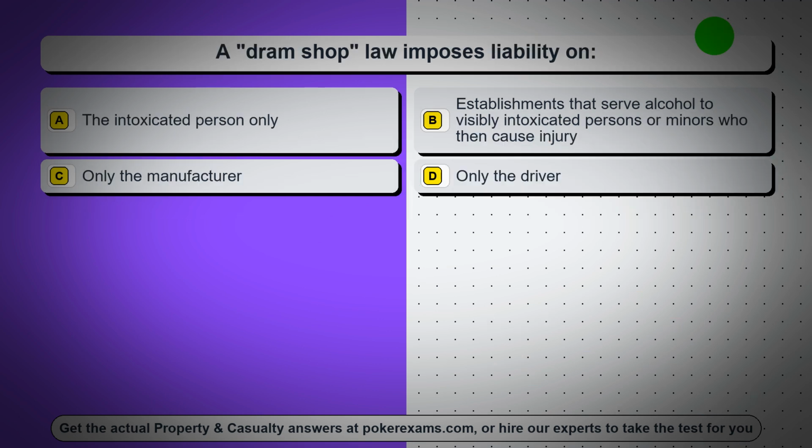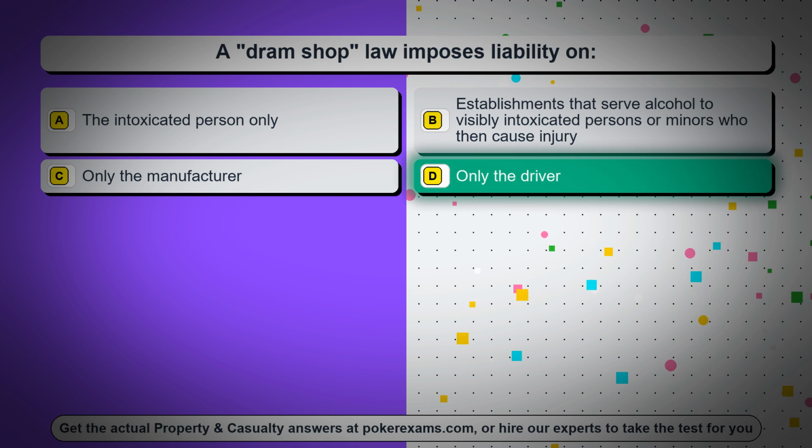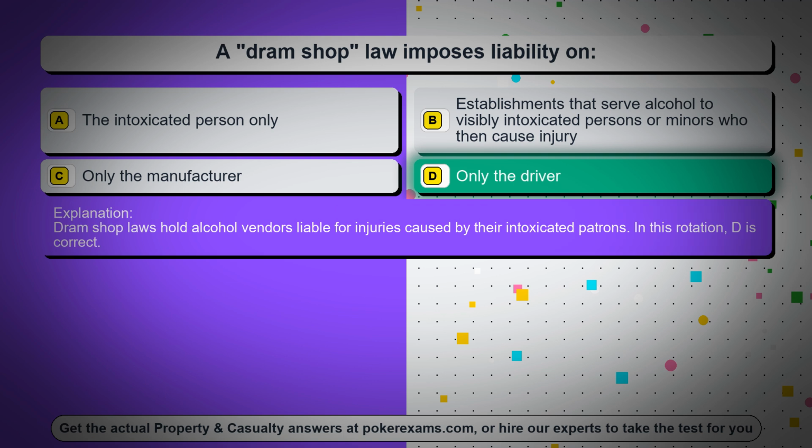Question 49. A dram shop law imposes liability on. Option A, the intoxicated person only. Option B, establishments that serve alcohol to visibly intoxicated persons or minors who then cause injury. Option C, only the manufacturer. Option D, only the driver. The correct answer is option D, only the driver. Dram shop laws hold alcohol vendors liable for injuries caused by their intoxicated patrons. In this rotation, D is correct.